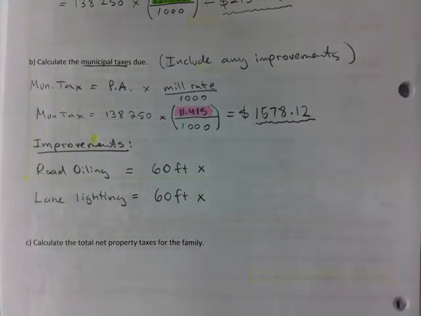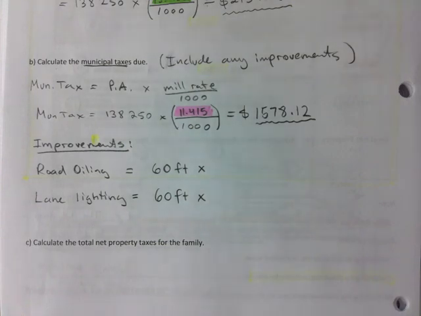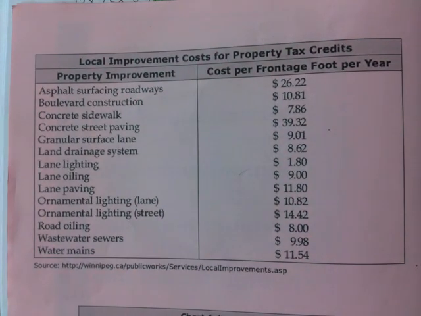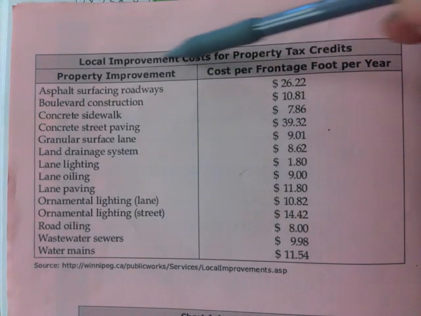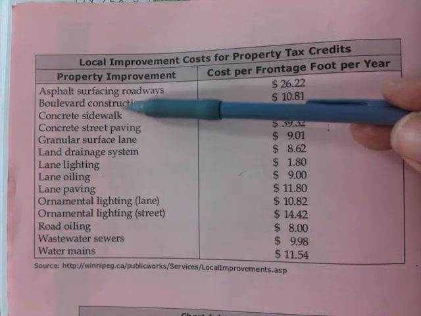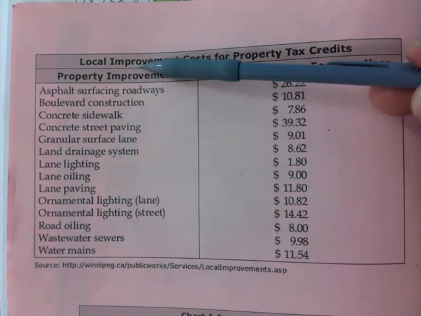And this is where your pink charts come in handy again. I'd like you all to grab that one and go look for a table that is outdated. I will tell you that it changes every year. I just don't want to go and get a new chart every time. But look for local improvement. It's at the back somewhere. And there's all kinds of improvements that could be done.